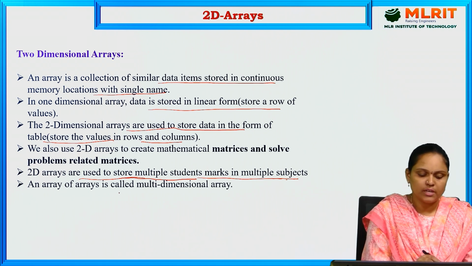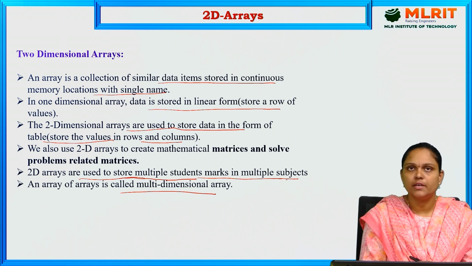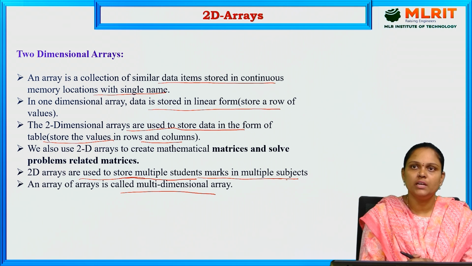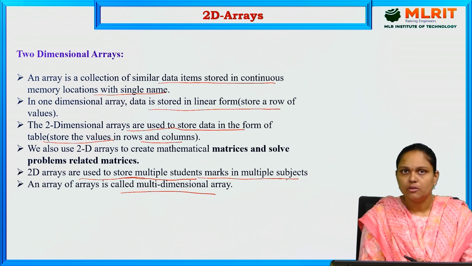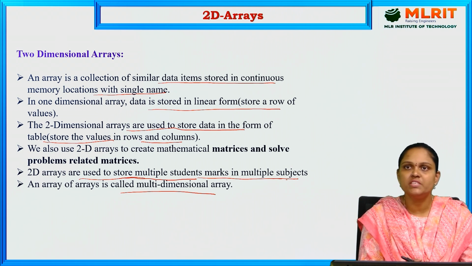An array of arrays is nothing but a multi-dimensional array. 2D is a part of a multi-dimensional array, which means multiple 1D arrays together we call a 2D array. So an array of arrays is a multi-dimensional array, and in that, the two-dimensional array is also a multi-dimensional array.